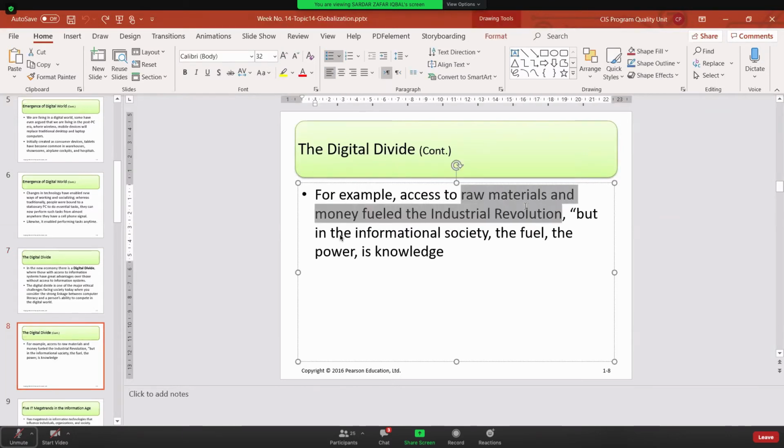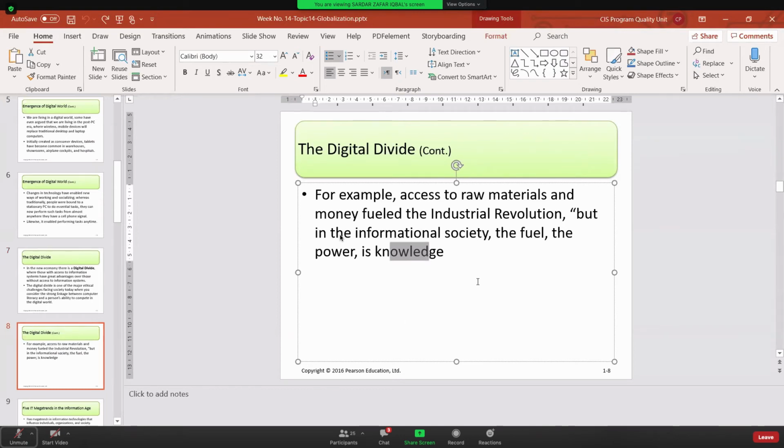For example, access to raw materials and money fueled the industrial revolution, but in the information society, the power is knowledge. When we talk about the industrial revolution, money is important, raw material is important. But what is the informational society? The society based on knowledge. The fuel is knowledge. So that's why it's called informational society.